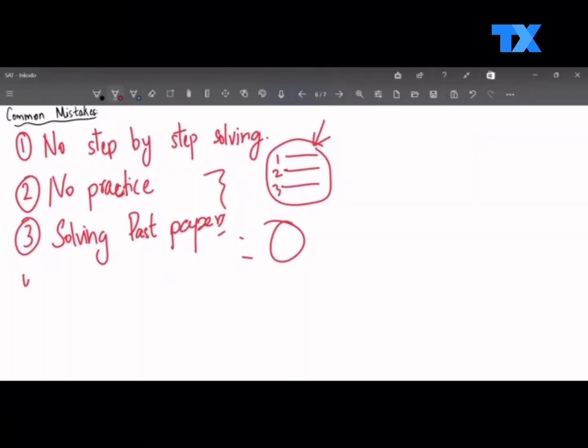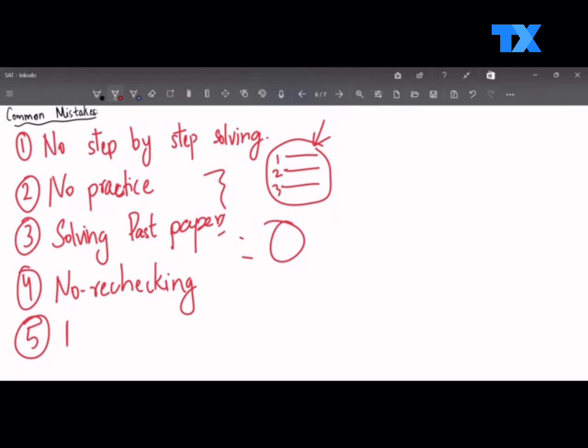And another mistake is no rechecking. Students might get lazy, they might not recheck, and in this way, they can make some silly mistakes which they cannot get back. If they recheck, they can find the mistakes. So, this is one of my advice.